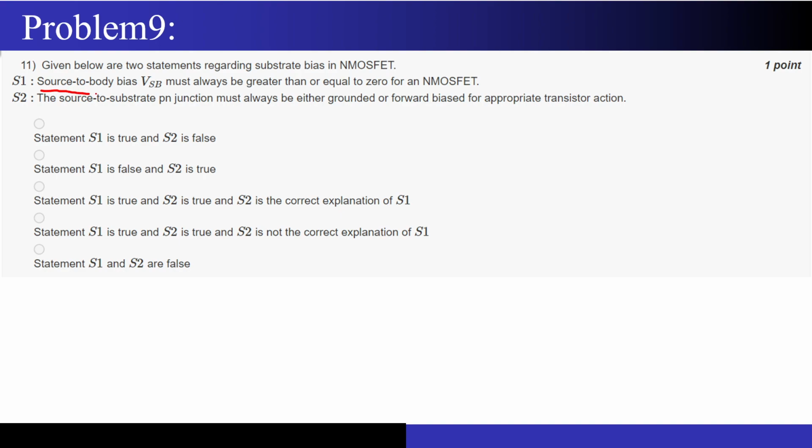The source to body VSB must always be greater than or equal to 0 for an N MOSFET. So they are asking VSB has to be greater than or equal to 0. VSB cannot be less than 0, right? So this is the first statement. And the second statement they are giving is the source to substrate PN junction must always be either grounded or forward biased for appropriate transistor action, right?